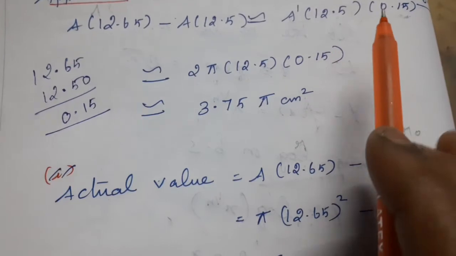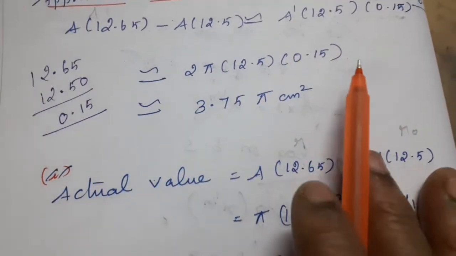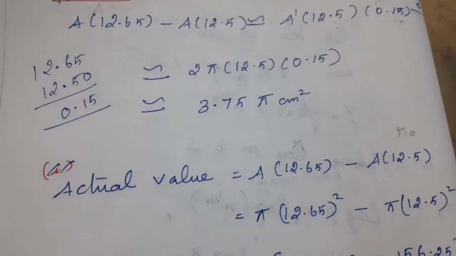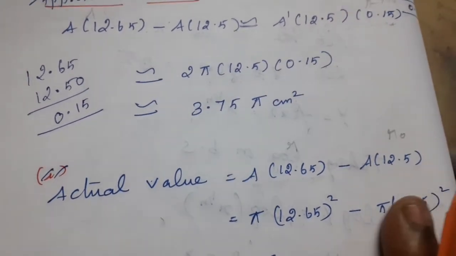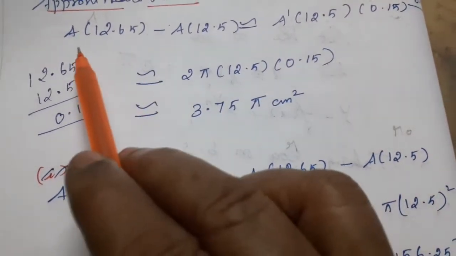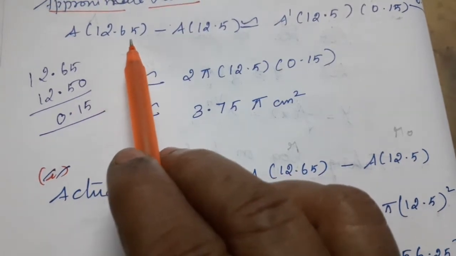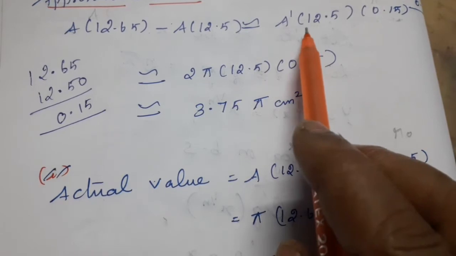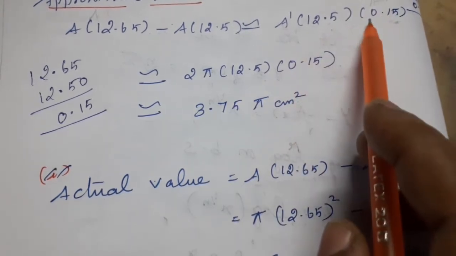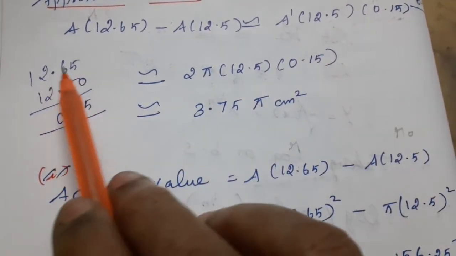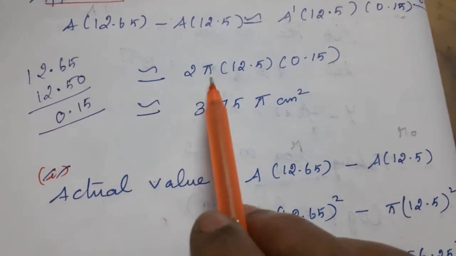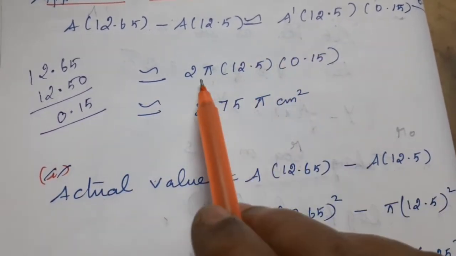R minus r naught is the original radius minus the wrong measurement. 12.65 minus 12.5 is nothing but 0.15. So that is delta r. Instead of r, you substitute: 12.65 minus 12.5 is approximately equal to A dash of r naught into 0.15. So we get 0.15, approximately equal to A dash of r.